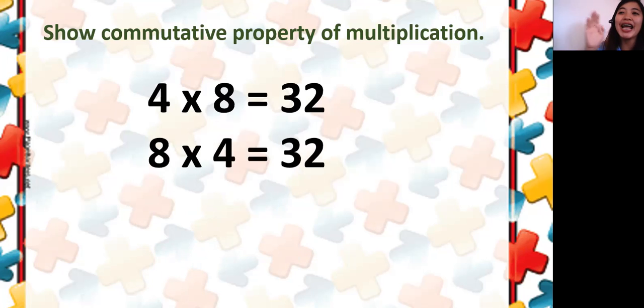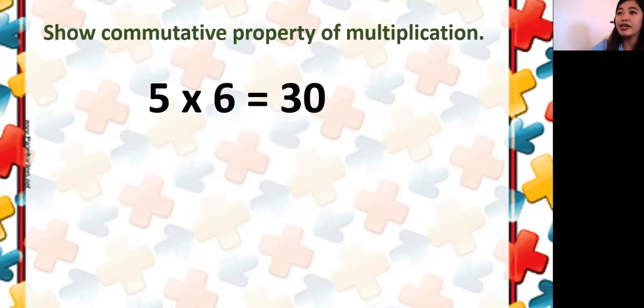Okay, we have here 8 times 4 equals 32. Did you get the same? Yes? Okay, kindly put a check mark. Very good. Okay, another one. I have here 5 times 6 equals 30. Okay, kindly write this one the other way, showing commutative property of multiplication.